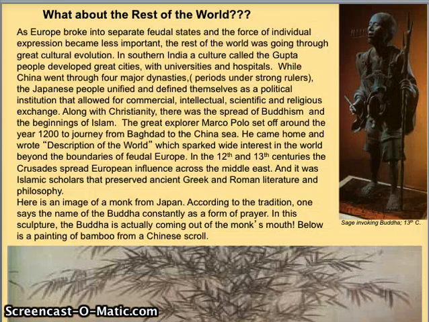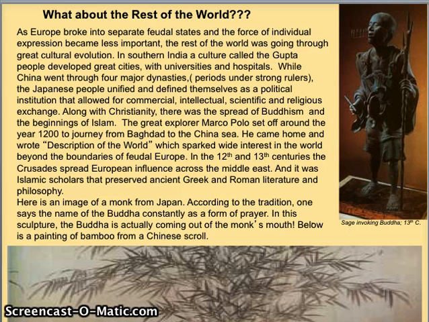As Europe broke into separate feudal states and the force of the individual expression became less important after the fall of the Roman Empire, the rest of the world was going through great cultural evolution. In southern India, there was a culture called the Gupta people. They developed great cities with universities, hospitals, and a very advanced culture.